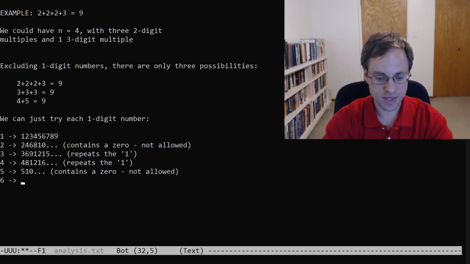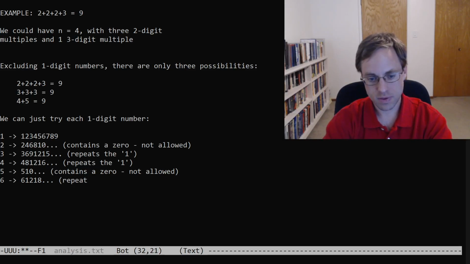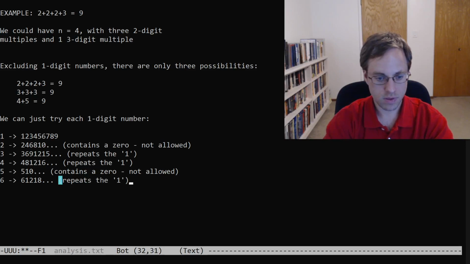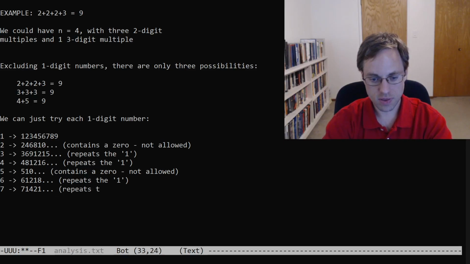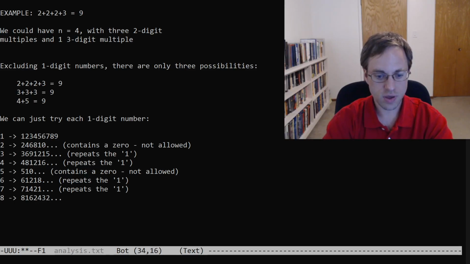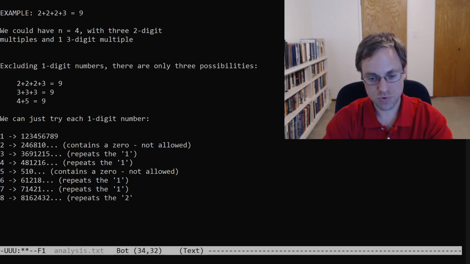6 is going to give us 6, 1, 2, 1, 8, repeats the 1. 7 gives us 7, 1, 4, 2, 1, repeats the 1. You might be noticing a bit of a pattern here. 8 breaks that pattern slightly with 8, 1, 6, 2, 4, 3, 2, repeats the 2.